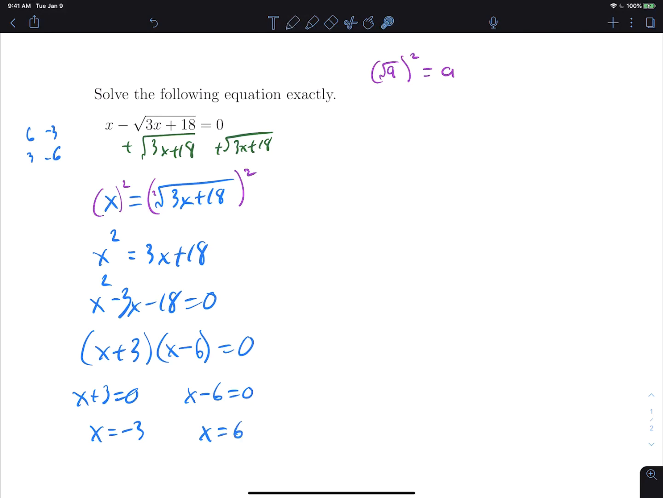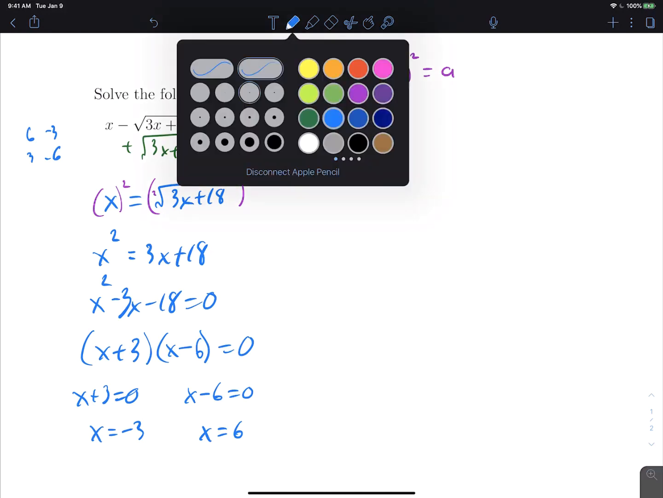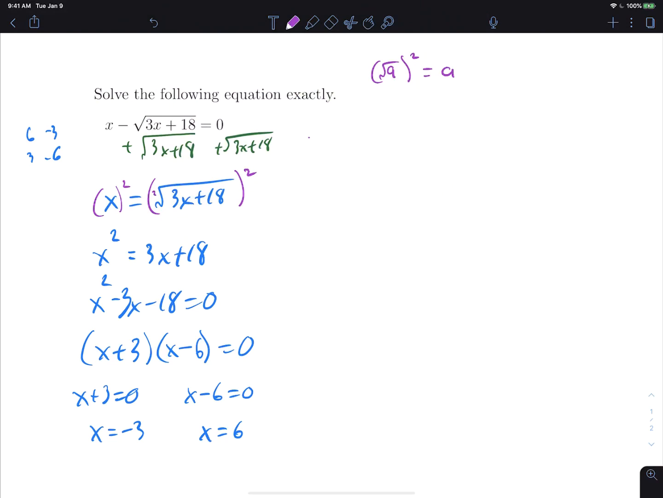Fantastic. What we've just done is we have just solved the quadratic equation. It is not the solution of the original equation necessarily. They may be, and it may be that only one of them is the solution, or it may be that neither of those are a solution, which in that case would mean that we would have no solution. But because we don't know yet, that means that we need to actually check these. So the next step is going to be to check.